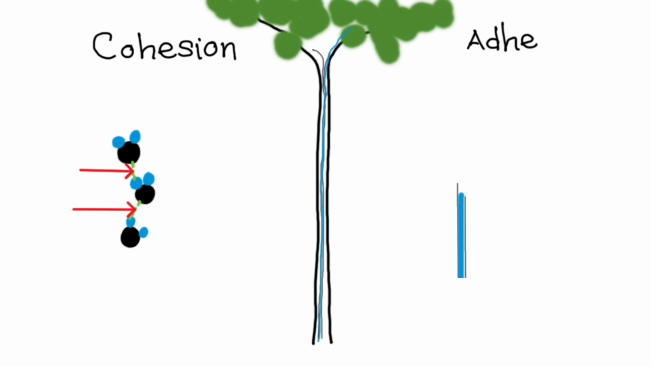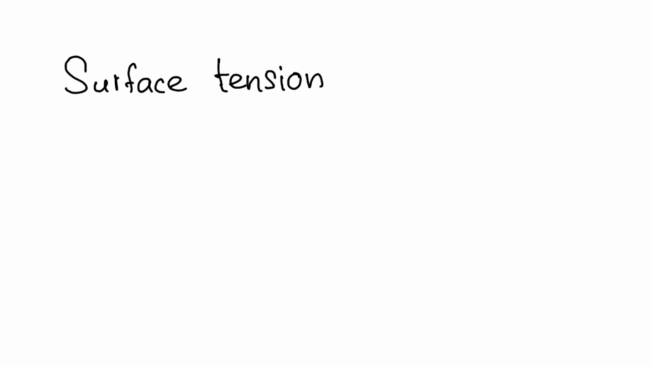In addition to cohesion, there's another force that helps water to move, that is adhesion or adhesive forces. Adhesion or adhesive forces are the forces between two types of molecules, that is forces between a water molecule and some other type of molecules. Let's go to the next property, that is surface tension.